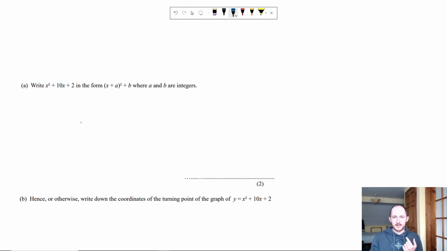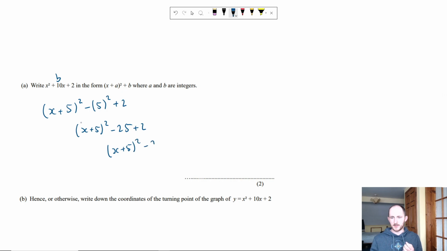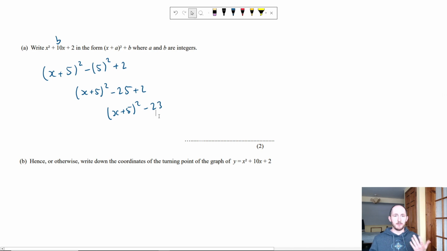Again, my b in this case is 10. So we're left with x plus 10 over 2, which is 5, squared, minus 5 squared plus 2. So we're left with x plus 5 squared minus 25 plus 2. So we're left with x plus 5 squared minus 23. Easy as, right? Not too bad. And if you notice again, it's negative for this value here, okay? Technically this thing at the end can be overall positive if c is bigger than b squared, right?